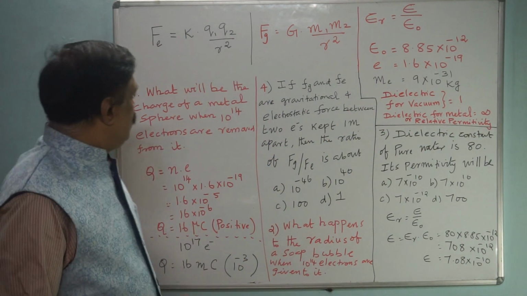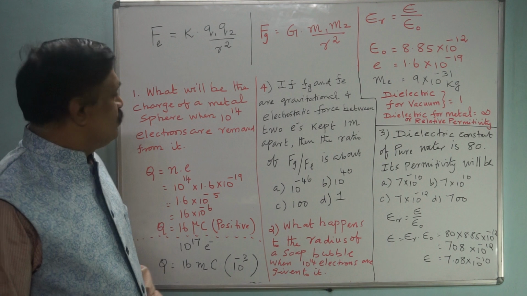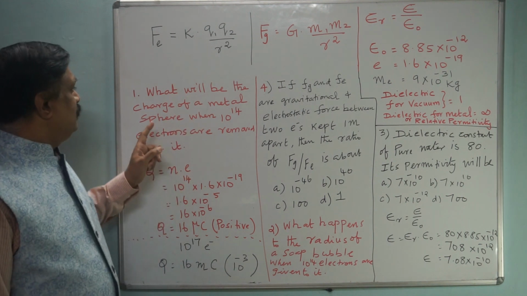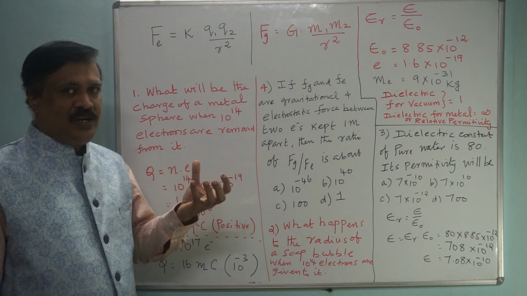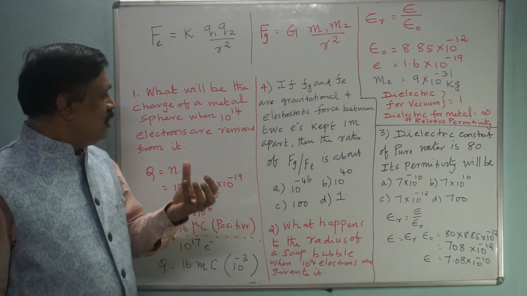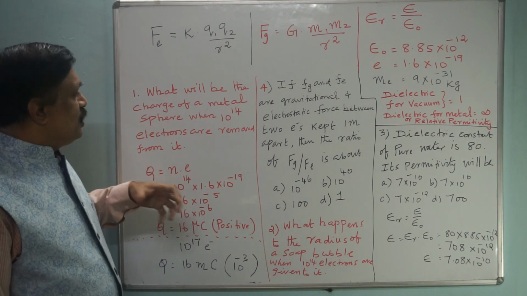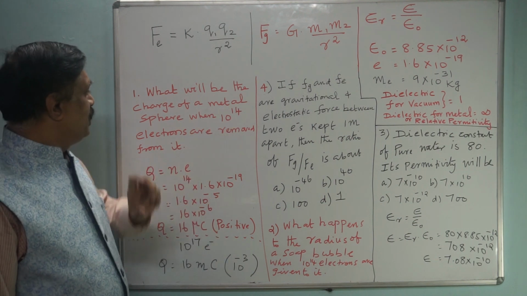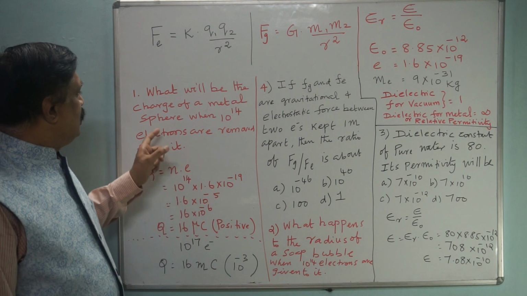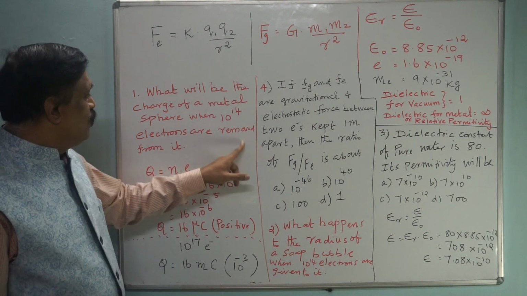Okay. Now let us see the numerical problems. What will be the charge of a metal sphere? Okay, a neutral metal is there. A neutral metal is there. Now you are giving some amount of charge. How much amount? 10 power 14 electrons. Okay, you are giving or you are removing? You are removing from it.